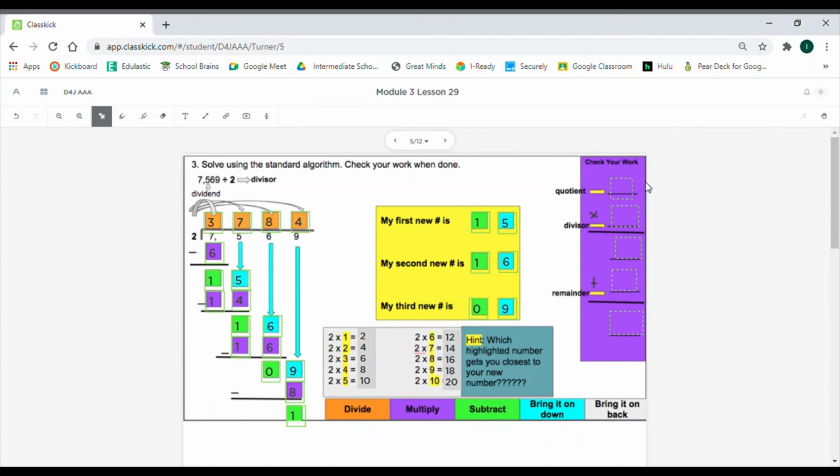If you got this entire problem correct, you are good to go. You do not need to watch this video again. If you did not get your independent problem correct, go back to the first problem, grab your paper and pencil, and make sure you're doing every single problem along with Miss Turner.